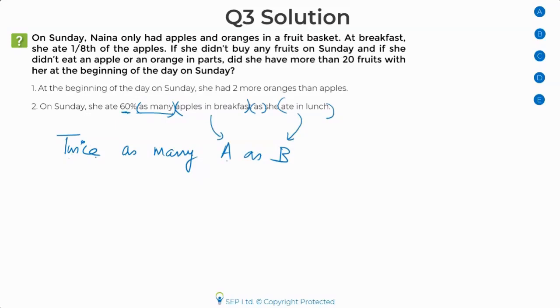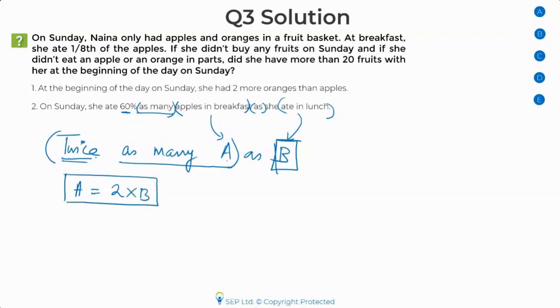The idea is to break it down, read it very slowly. Twice as many A, read till this part. Twice as many A means that A is twice of something. A is twice of something, a double of A is present. The something is always given here. So that something is B. So I would write it as A is equal to 2B.